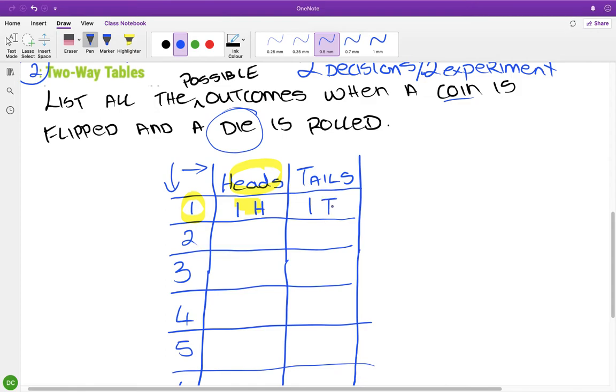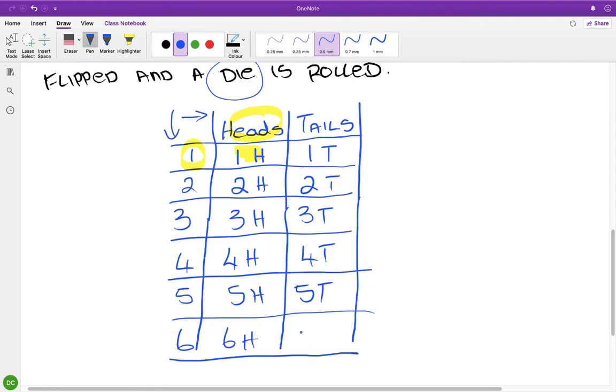So it's 1 tails. Now we move down to this row. So now we're on number 2 and we're back in heads. This is in line with number 2, but now we're in tails. Then we move down and it's 3 heads, 3 tails. We go down again and it's 4 heads and 4 tails, and then 5 heads and 5 tails, and one more, 6 heads and 6 tails.